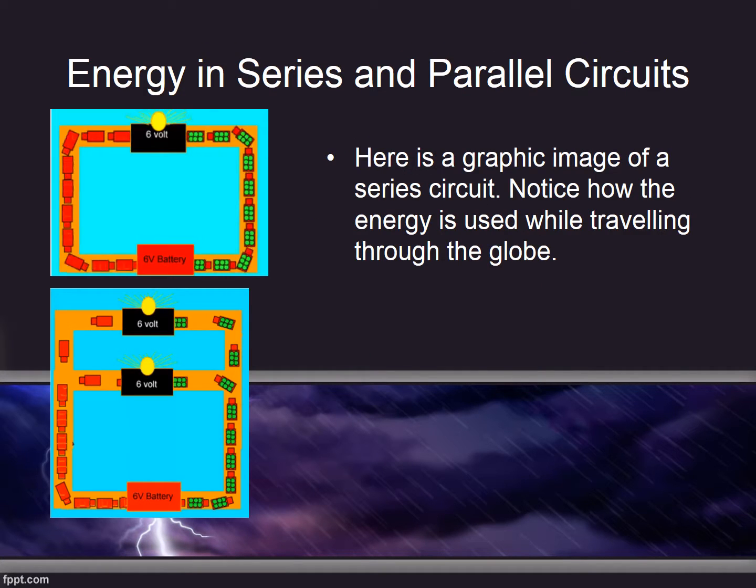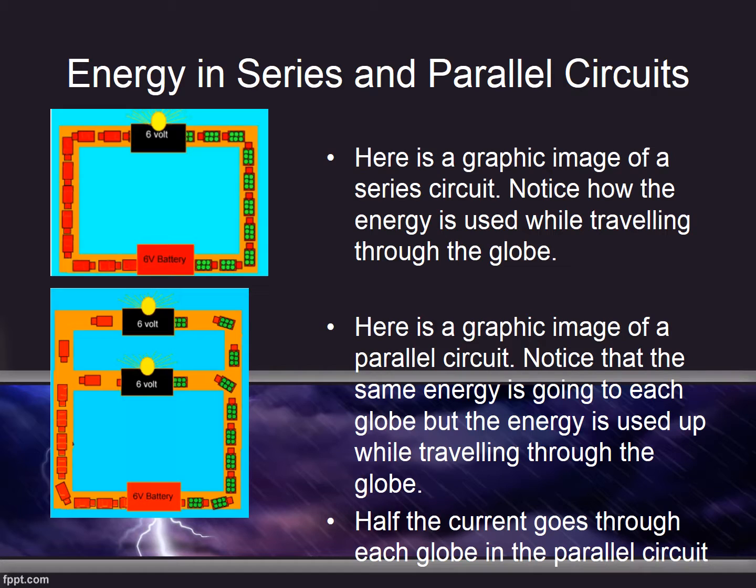Now, if we look at the energy, we can have a look at this picture. There's a graphic of a series circuit, and just notice how the energy is used while traveling through the globe. So we can just click that, and there you can see the energy going out of the battery, the little green dots, and when it gets to the globe, it's all used up, and they go back to the battery. So that is how a series circuit works.